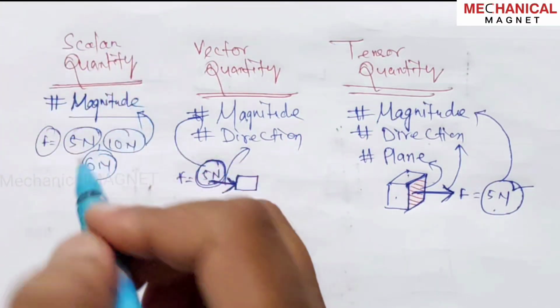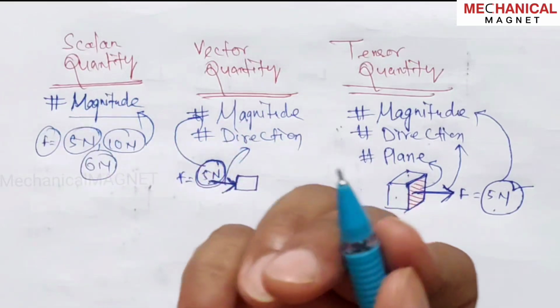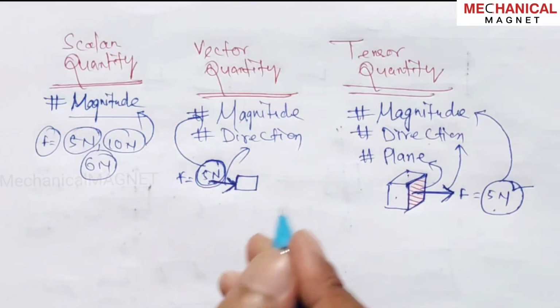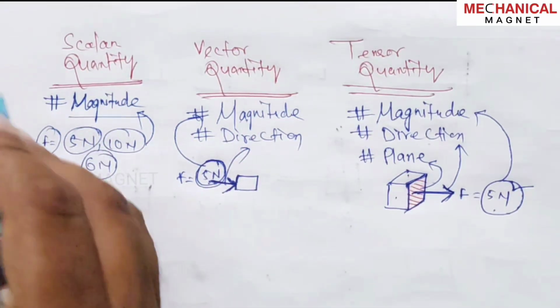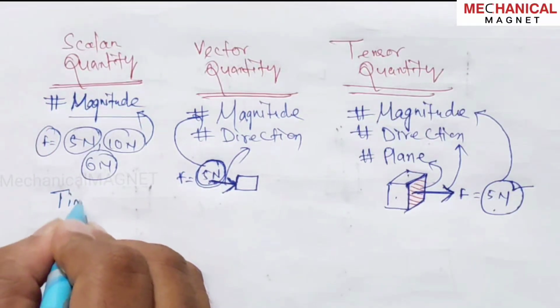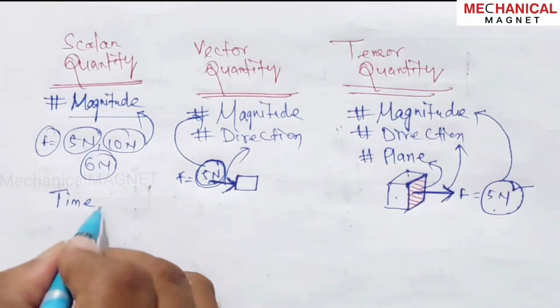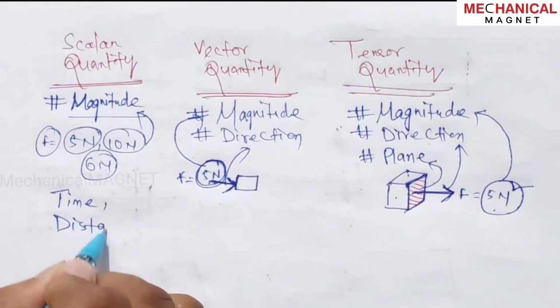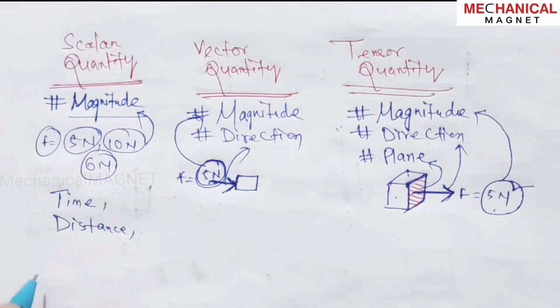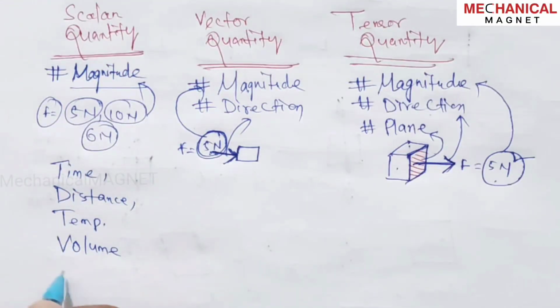Okay, so coming to the examples, what are the examples are there? So we have the time. For the scalar quantity, you take the example time. The distance is also a scalar quantity. The temperature is a scalar quantity, and the volume is also a scalar quantity. And you can say the mass is also a scalar quantity. Okay, so speed also take, speed also the scalar quantity.